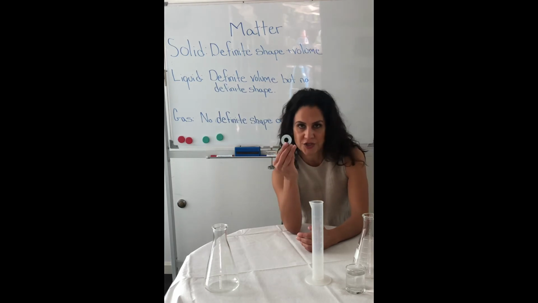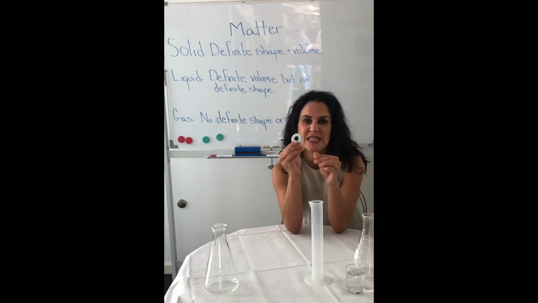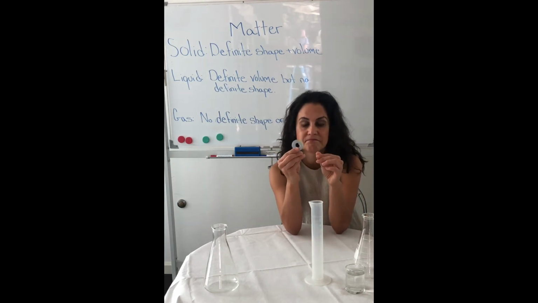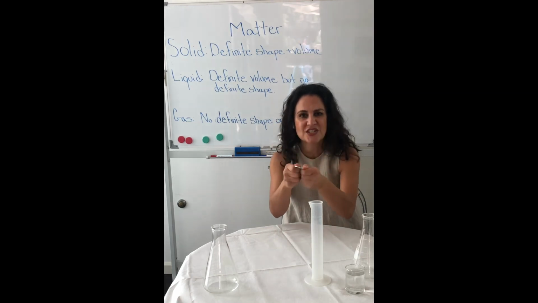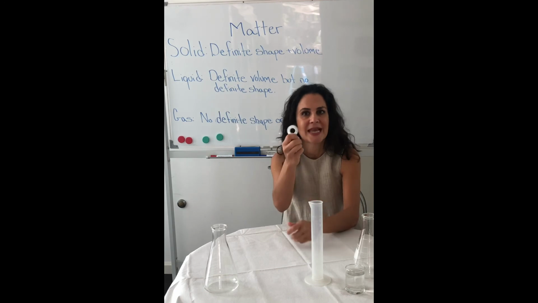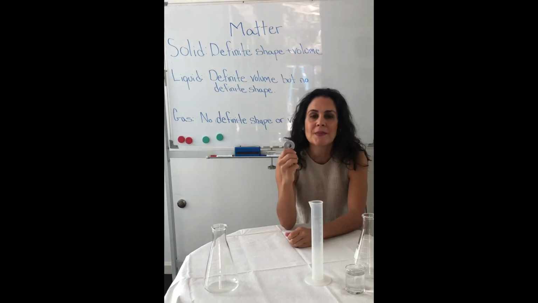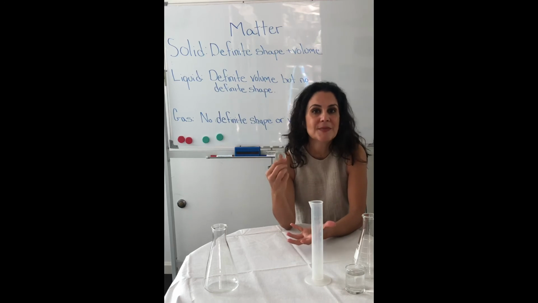I have a washer. Now, does this have a definite shape? It does. It definitely has a circular shape. Can I change the shape? Can I bend it? I can't change the shape. Now, what about the volume? Volume refers to taking up space.